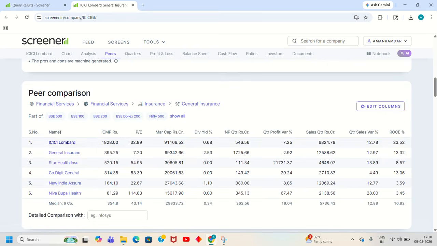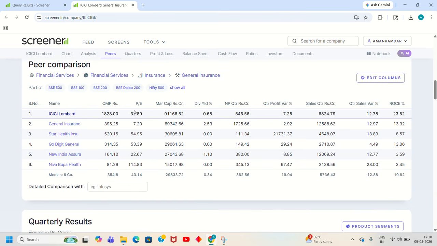So ICICI Lombard, so this is the peer comparison, which if you look at the PE, then the PE for ICICI Lombard is 32.89. However, the median of these 6 companies, their total industry PE is 43.14, which suggests that it is undervalued. But however, we should not only look at from the PE point of view, other factors should also be taken into consideration while analyzing a company.